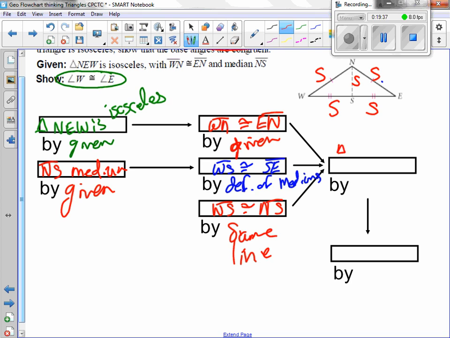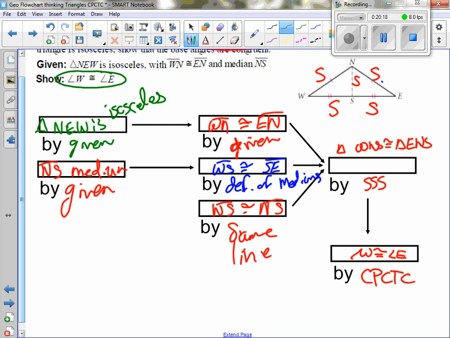And since we have that, we can say that what? Triangle WNS is going to be congruent to triangle ENS by our side congruency theorem. So triangle WNS is congruent to triangle ENS by our side. So therefore, we can say that angle W, which is what we wanted, is congruent to angle E by CPCTC. And that's it.